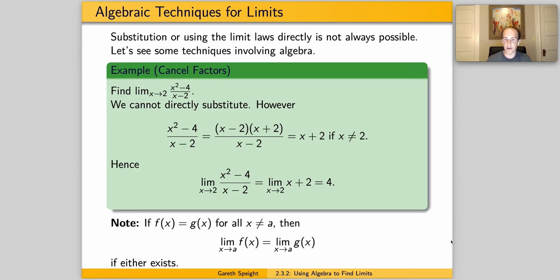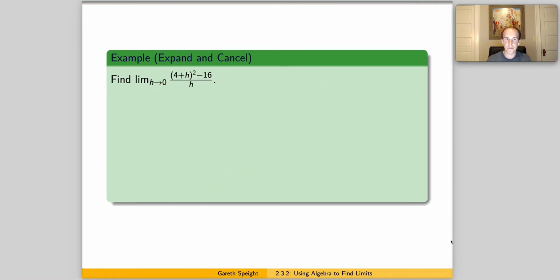With limits, we only care about what happens close to the limit point. Okay, so let's see a few more examples. The next one is based on expand and cancel. If we look at (4 plus h) squared minus 16 divided by h, it's the same story if we try to use the tools from the last section.